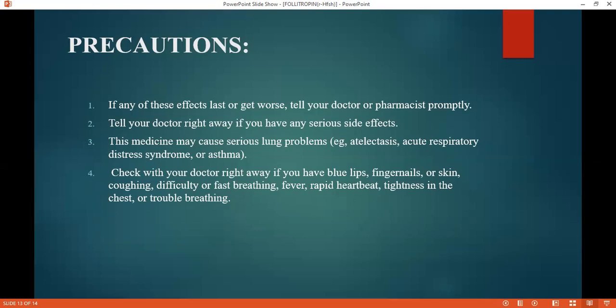Check with the doctor right away if you have blue lips, fingernails or skin, coughing, difficulty or fast breathing, fever, rapid heartbeat, tightness in the chest or trouble breathing.